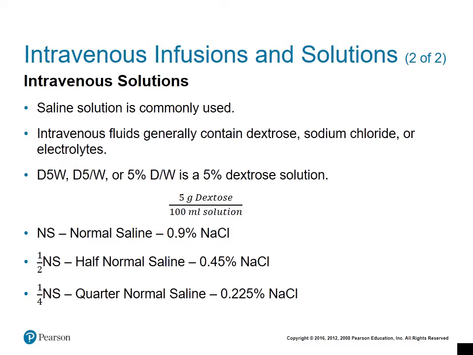NS indicates normal saline. We talked about that, I believe, in chapter 9. 1/2 NS is half normal saline. If you notice the percentages over here on the right side of these last 3 bullet points, we start with 0.9%, and then half of that is 0.45, and then the last one, quarter normal saline, is 0.225% sodium chloride.